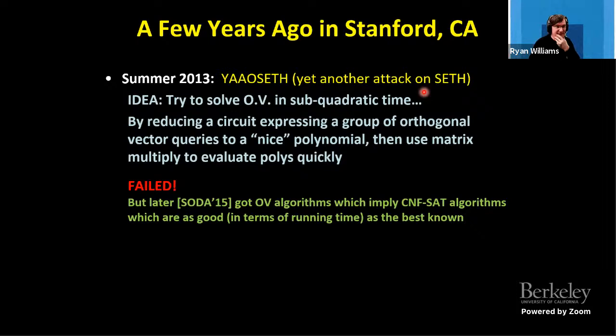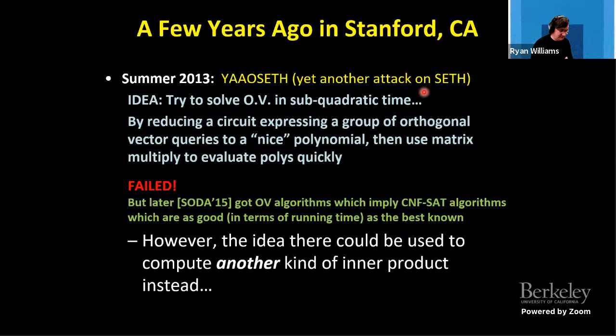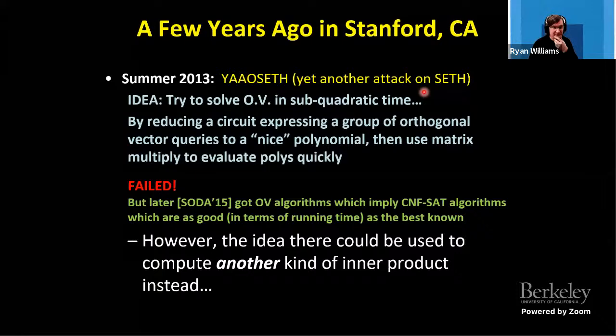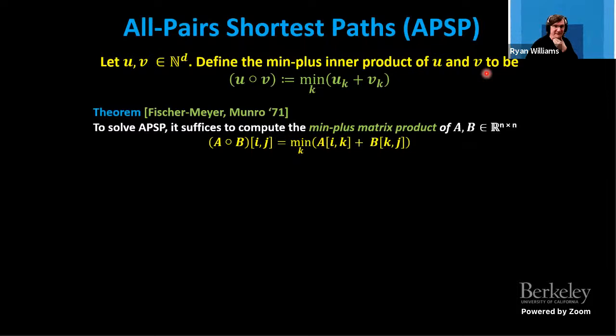However, this idea, which broke horribly, turns out it could be used to compute a different kind of inner product instead. So instead of trying to compute a bunch of inner products in aggregate, it could do something else. I didn't give up on the idea, and I was thinking about other problems I was looking at. It turns out that it can be used to solve all pairs shortest paths faster.